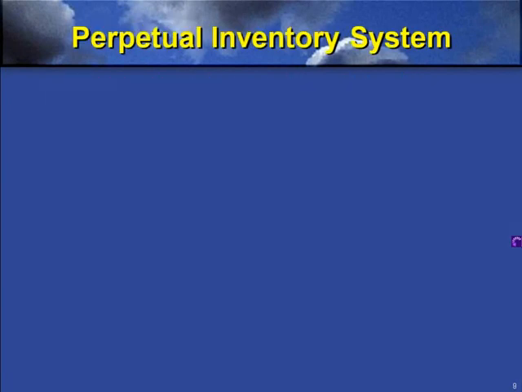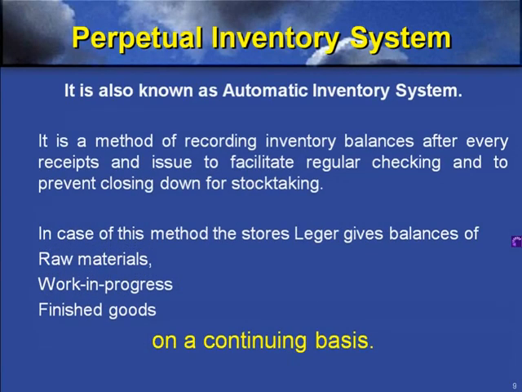Now let us move to the second method, known as the perpetual inventory system. It is also known as the automatic inventory system, and this is very different from the periodic system. In the periodic system we calculated the result at the end of the year, and that was the drawback of the system. But through this system you will get the information of inventory valuation, in quantity as well as in value, on a continuous basis.